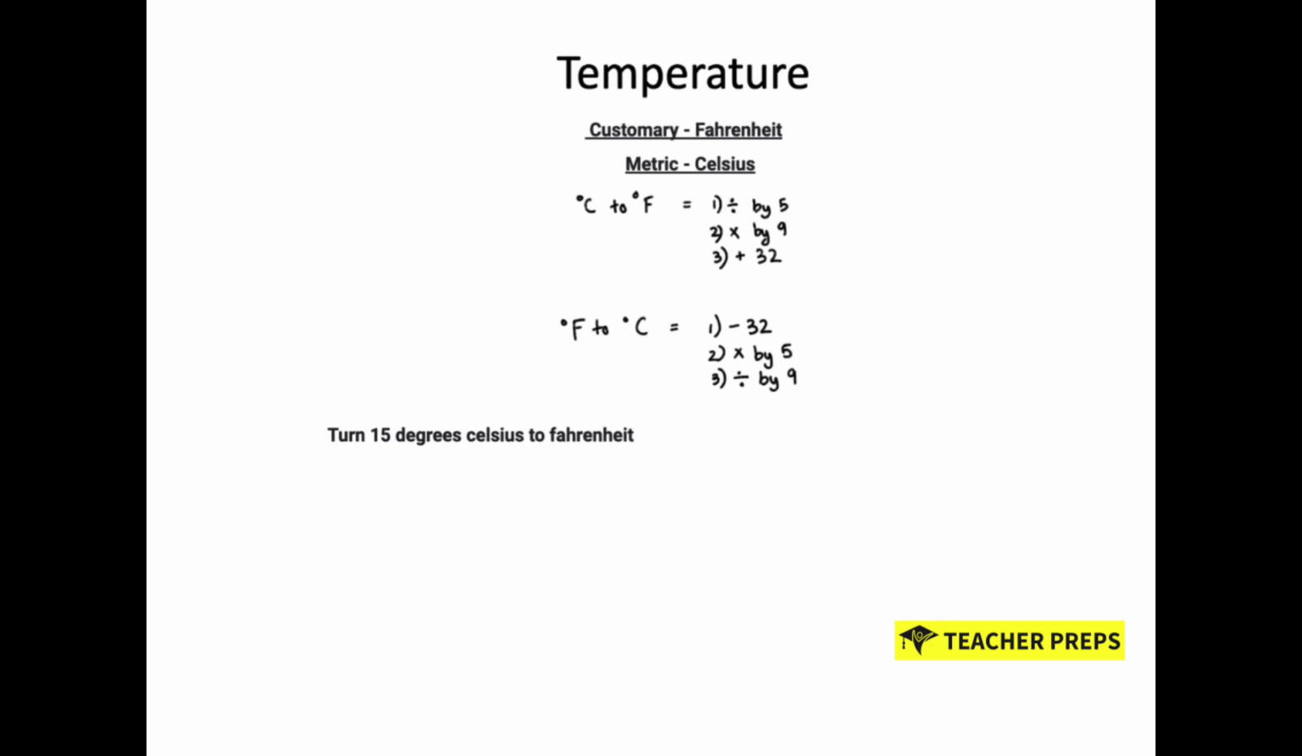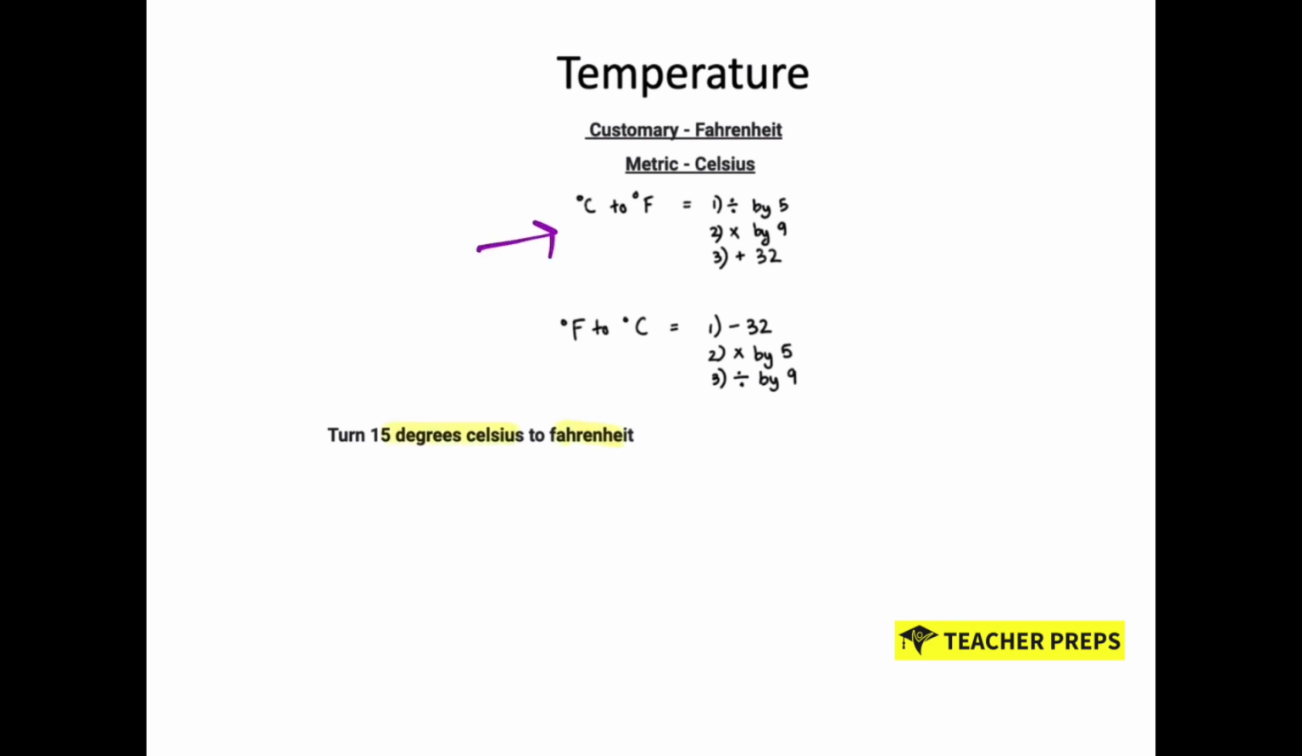Finally, let's talk about measurements with temperature. The customary system measures temperature in Fahrenheit and the metric measures in Celsius. There are equations that can be used to convert from one to the other, but the steps listed below can also be a simple way to convert. Let's use these steps to convert the following problem. It says to turn 15 degrees Celsius to Fahrenheit.